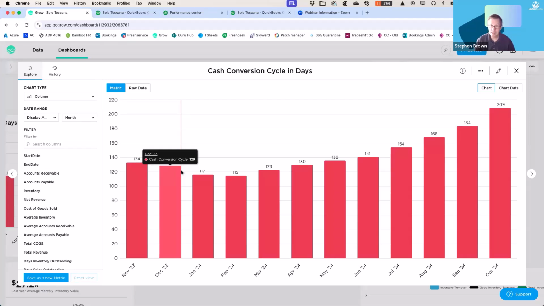And so I like to look at it and say, what's it telling me? And you can see, again, it's trending up in correlation with my ramp up for holiday season. But if you can drive this down, you're going to be more cash efficient. So this is a gnarly metric.